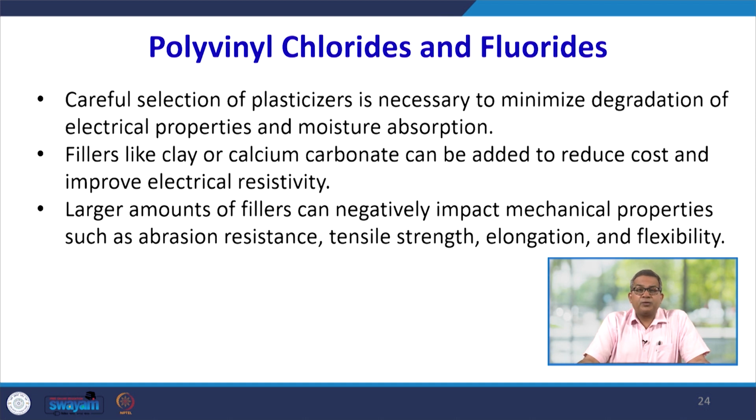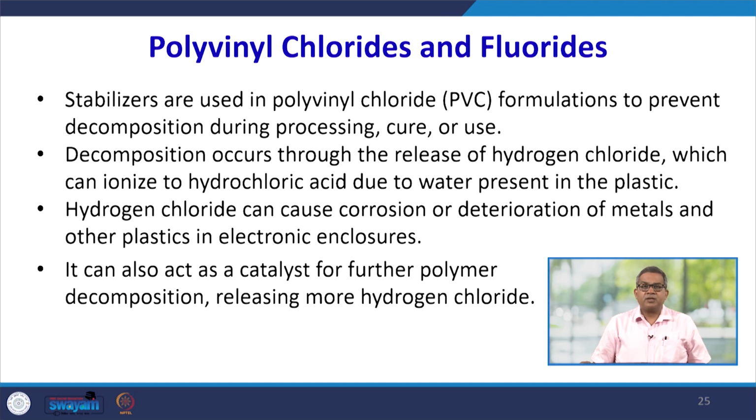there is a wide range of solvents available as on date, but we need to look at the use. If we are using it for a garden hose, then the plasticizer must be different as compared to when we are using it as an electrical insulation. Now, fillers like clay or calcium carbonate can be added to reduce the cost and improve the electrical resistivity. A large amount of fillers can negatively impact mechanical properties like abrasion resistance, tensile strength, elongation and flexibility.